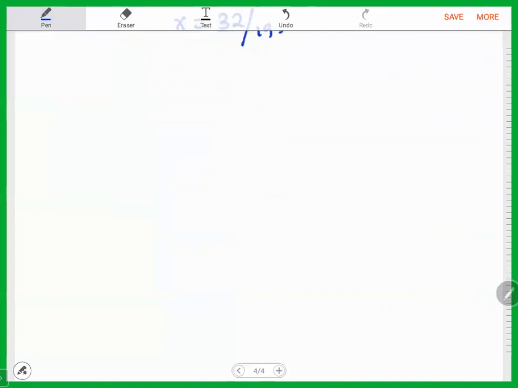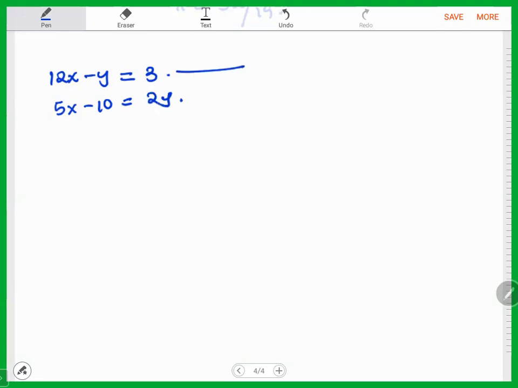Let's do another one very fast and see how we can get it. We have 12 questions. We have 12x minus y is equal to 3. We also have 5x minus 10 is equal to 2y. Now, when you find such an equation, first of all, you organize it such that the second equation appears in the same way as the first equation. So this is an example.